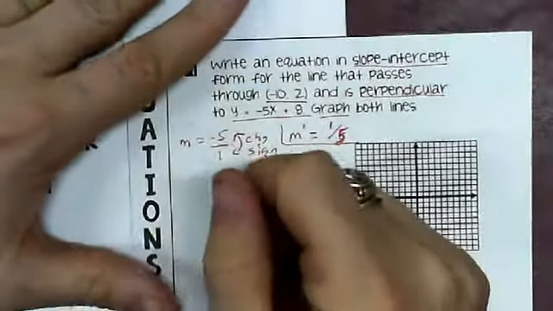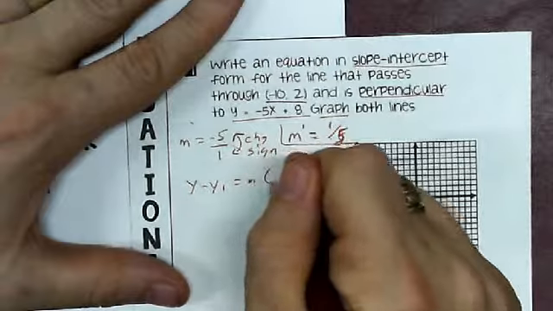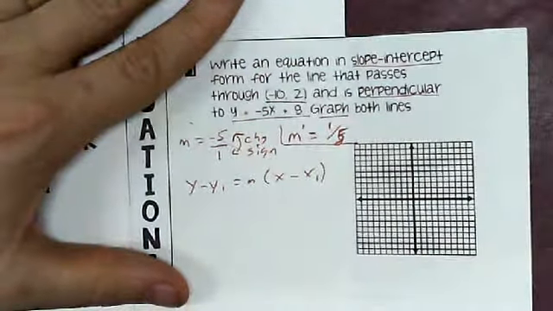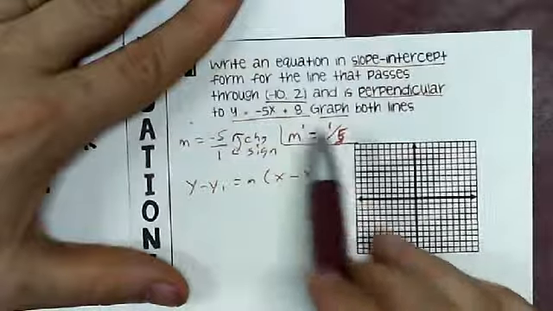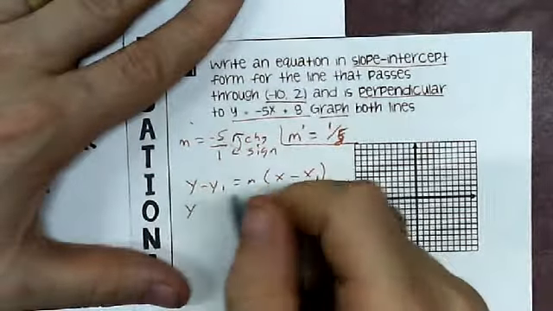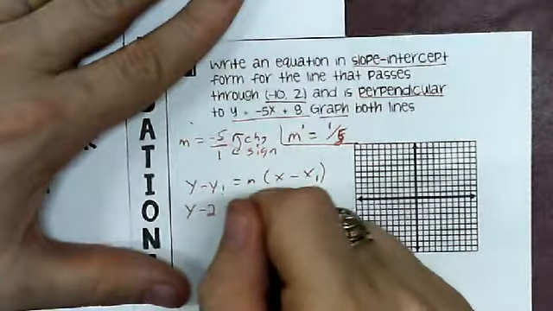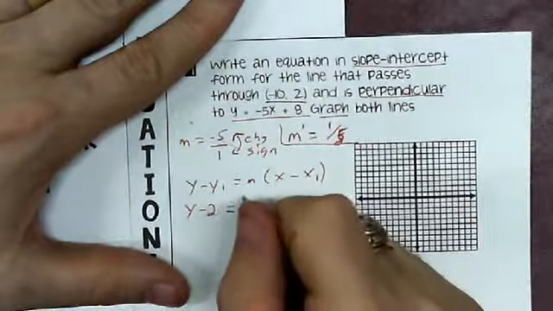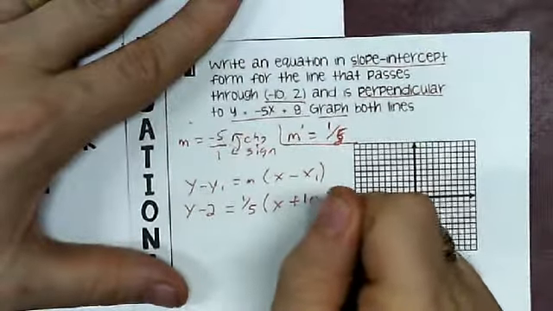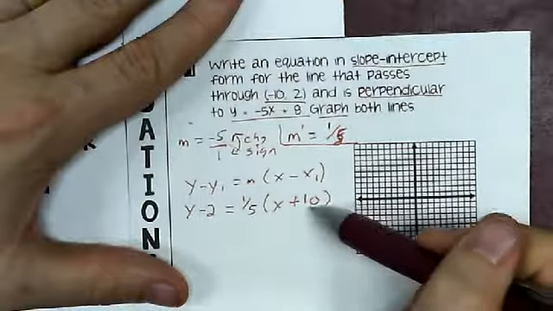So same formula as earlier, y minus y1 equals m times x minus x1. I'm going to plug in this slope and that point, which gives me y minus 2 equals 1/5 times x plus 10, because minus a negative is plus.